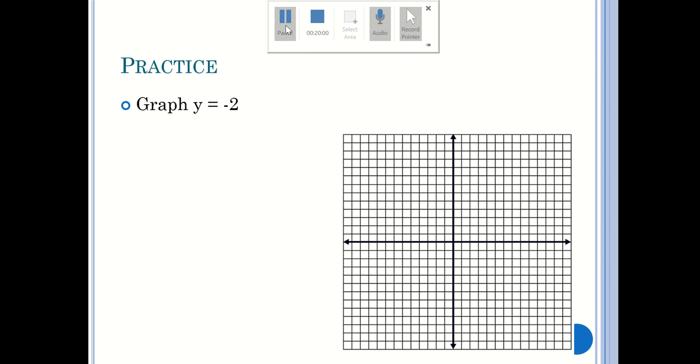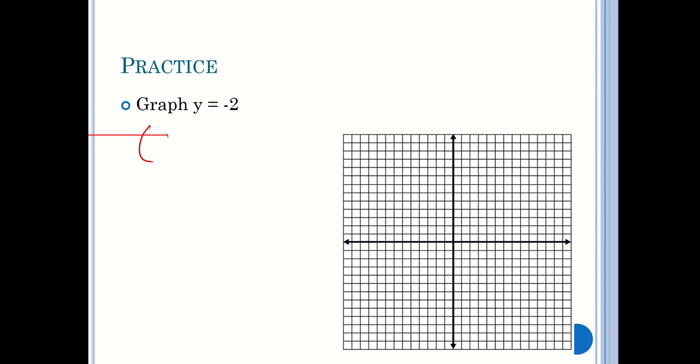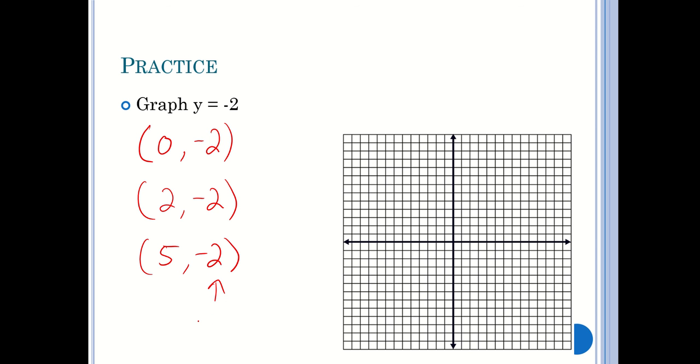Well, if x equals something is a vertical line, what do you think y equals something is? Well, if y equals -2 is our line, all you have to do is choose values for y that are -2. So 0, -2, 2, -2, 5, -2. As long as y is -2, it's going to be on this graph.